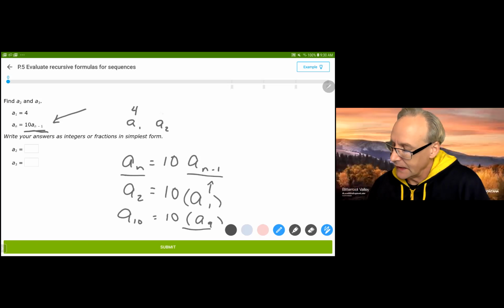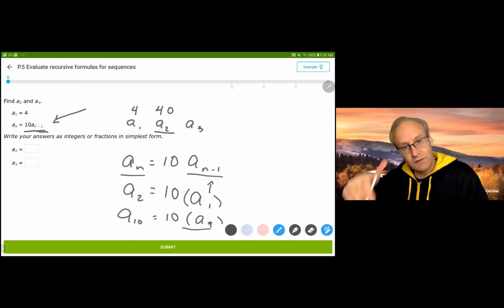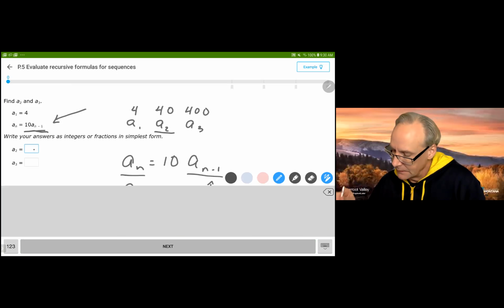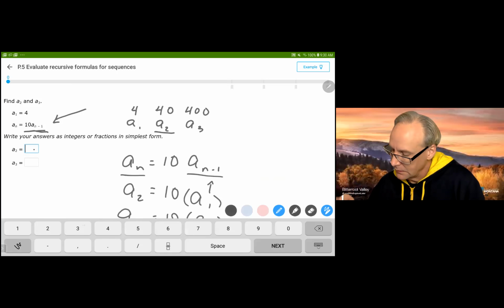And in order to get a2, we're going to take 4 times 10, which is 40. And to get to a3, we're going to take the 40, which is the one that came before, and we're going to multiply that by 10, which is 400. So we have 40 and 400.